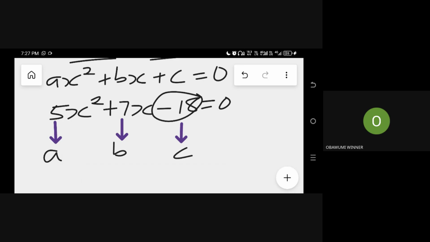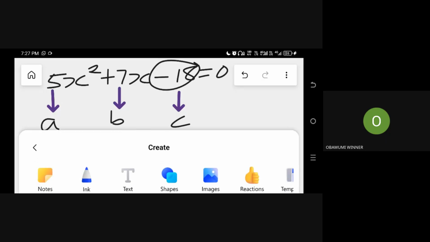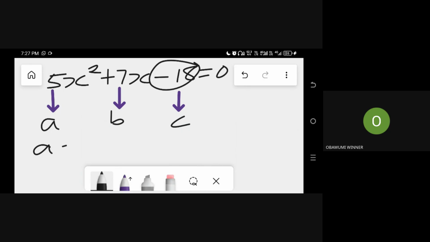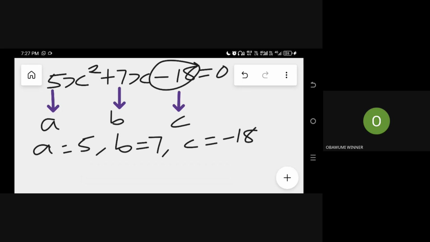So 5s to the power of 2 plus 7s minus 18. The number behind s squared is A. The number behind s is B. The number behind the C is the number without any letter. That's minus 18. So if we were to write out what we have here, we would say that A is equal to 5, B is equal to 7, and C is equal to minus 18. So this is what we would say.